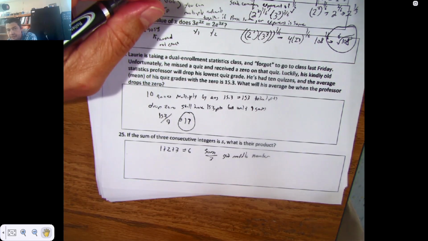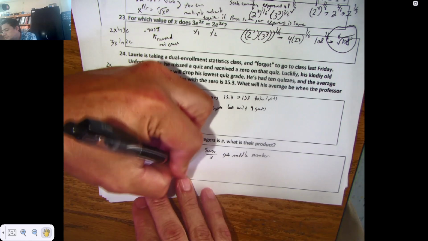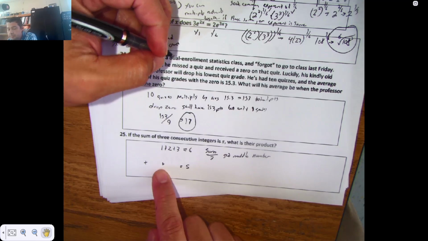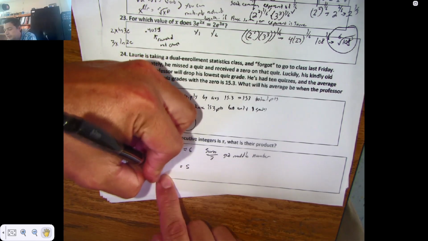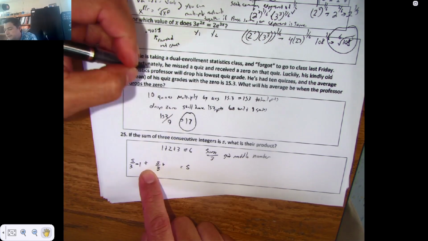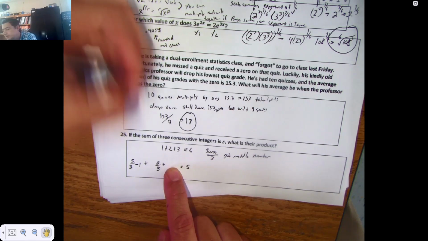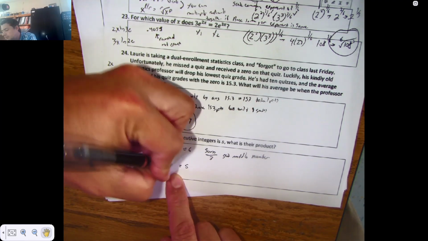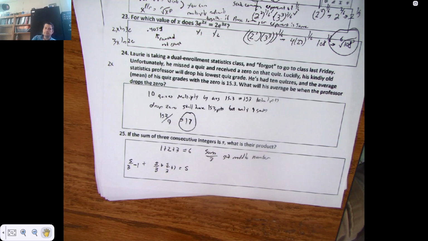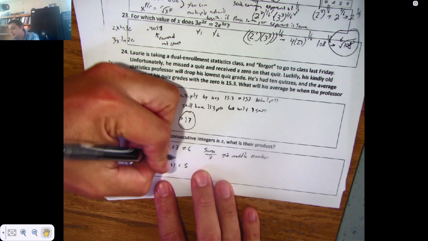So I have 3 things that add to s. All right? If I take the sum and divide it by 3, I get the middle number. So the middle number's got to be s over 3. The number preceding it is s over 3 minus 1. The number at the end is s over 3 plus 1. And that should make sense. If you take a third of s and add it to itself 3 times, you get s, and the 1's cancel. So these are your 3 numbers.